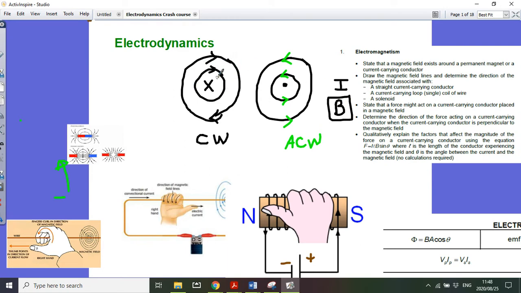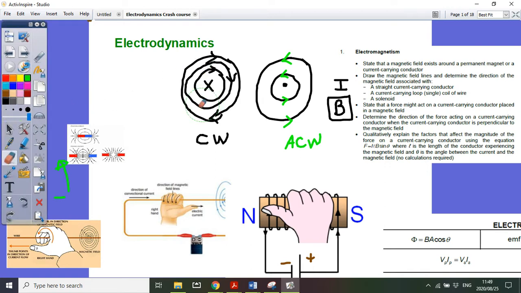So if this one had a stronger current than this one, then the lines will be denser. So not necessarily just more lines, they must be denser. So in the same space, there must then be more lines. And make sure that your lines do not cross. Try and draw them as neatly as possible, not as wonky as mine here. Alright, so that's for a straight conductor.